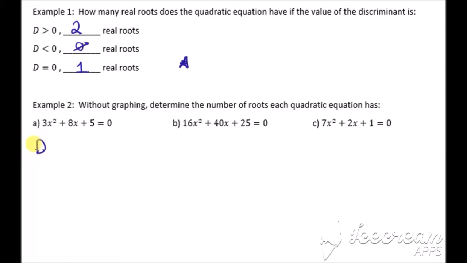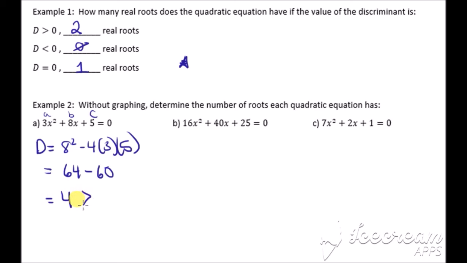So all we have to do is determine the discriminant. So we have a, b, and c here. So b squared minus 4ac. So we have 64 minus, and we got 4 times 3 times 5, 60. Okay, so 4 is greater than 0, therefore 2 roots. So it doesn't actually ask you what the roots are, it just asks you how many.